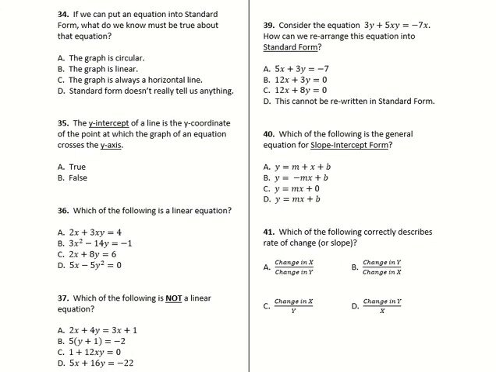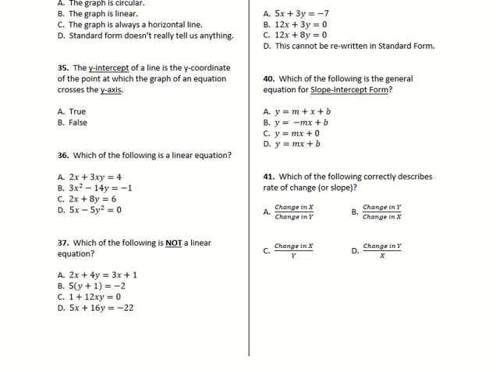35. The y-intercept of a line is the y-coordinate of the point at which the graph of an equation crosses the y-axis. A, true. B, false.